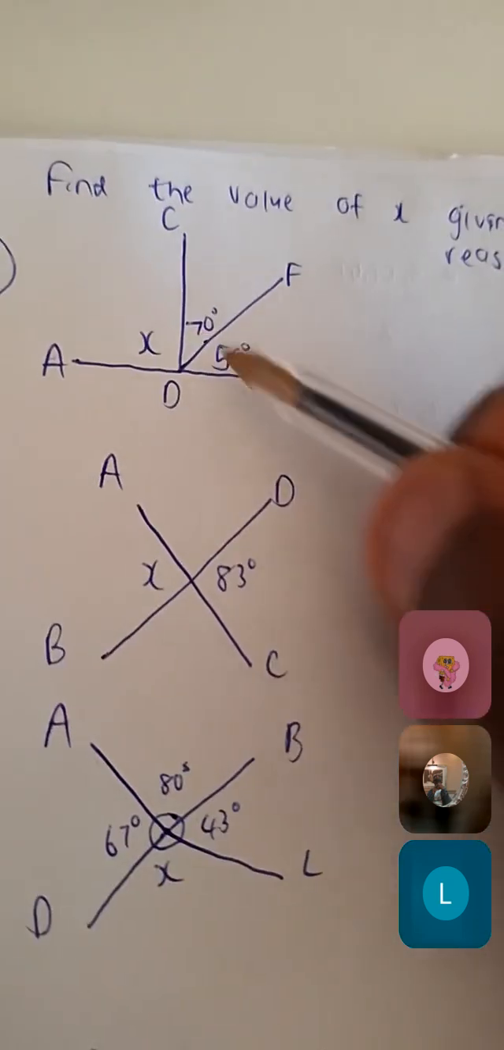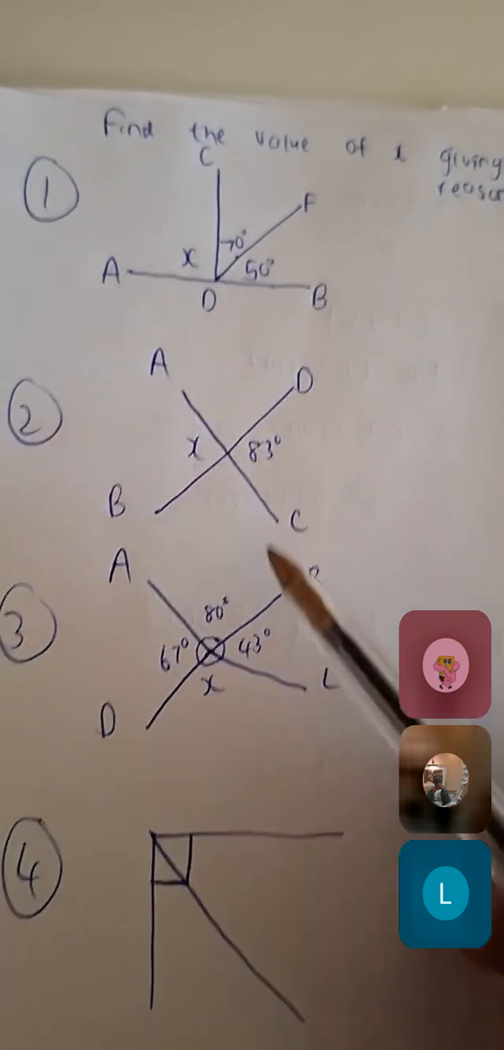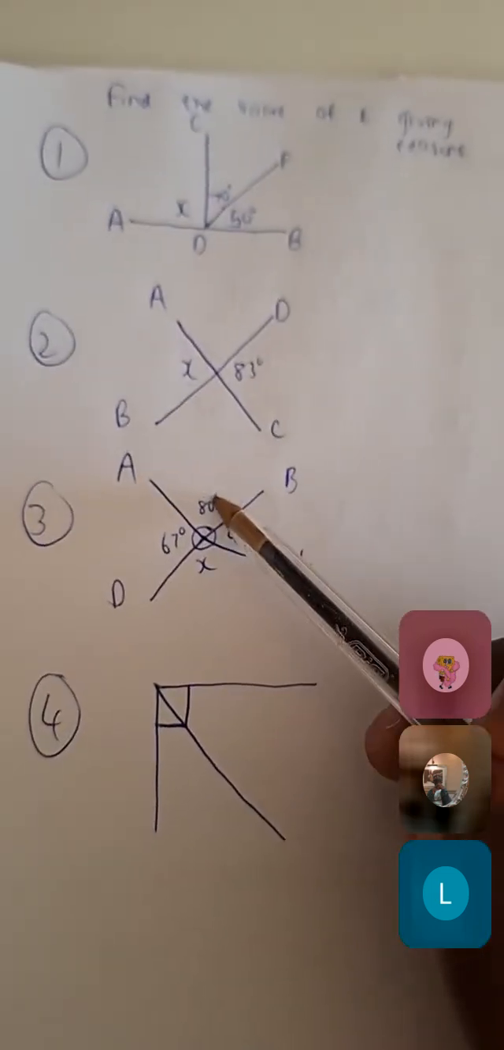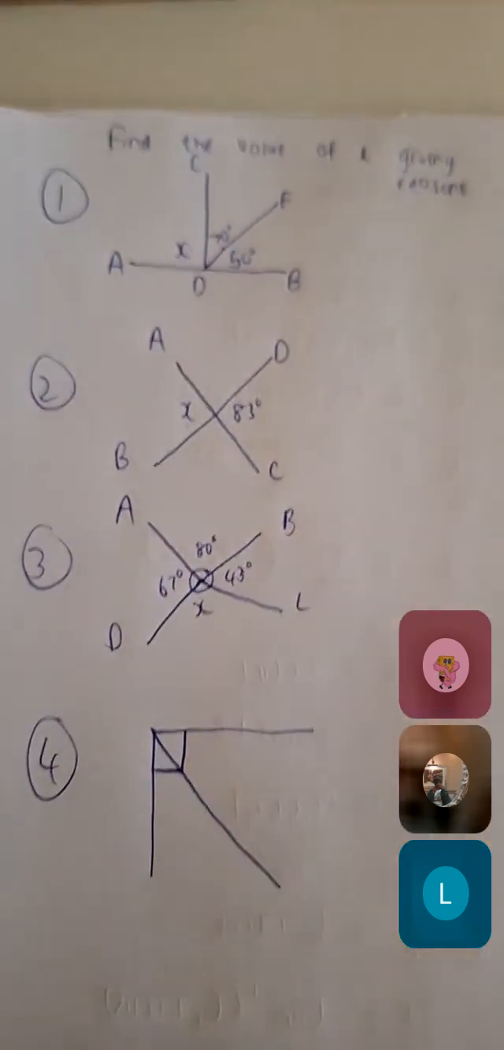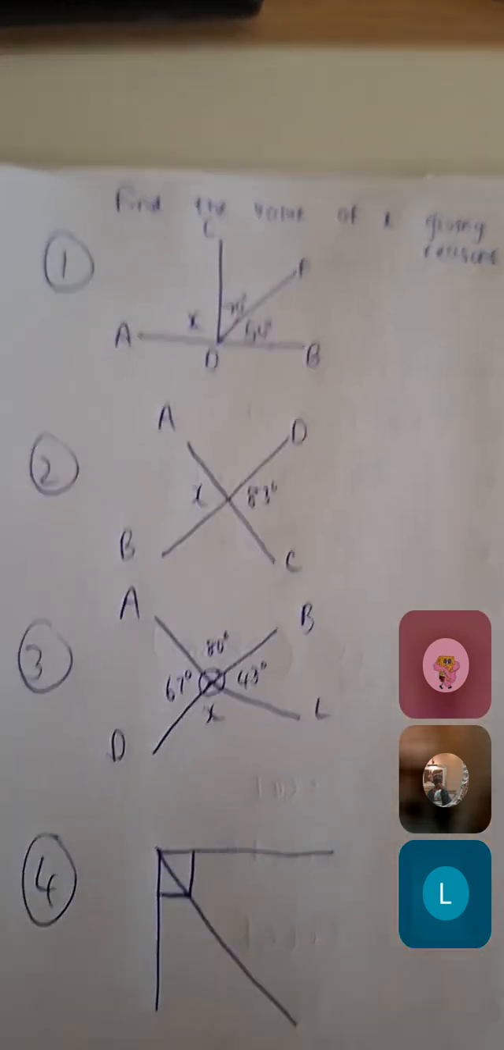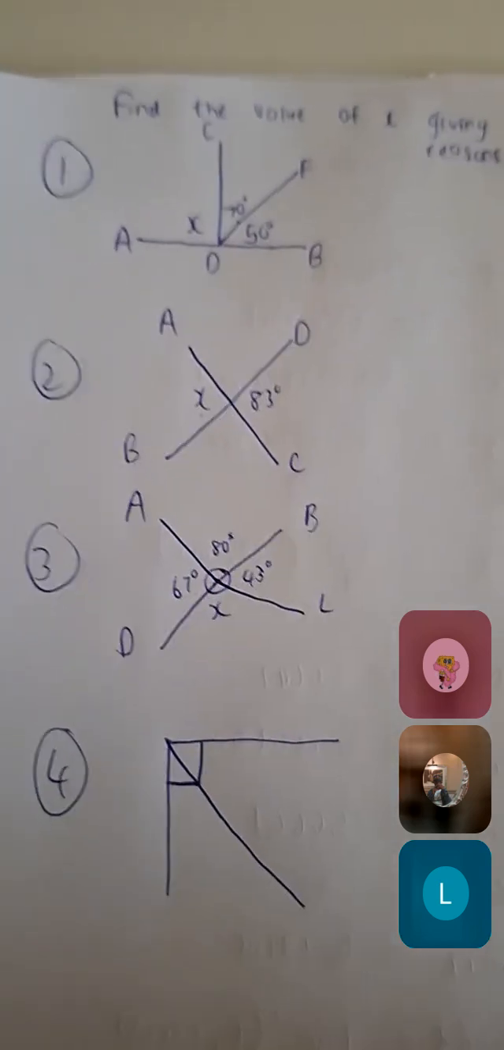Okay, so that is 70, that's 50, that's x, that's 83, that's 80, 67, 43, and x. So I'm going to give you a few minutes to do these.